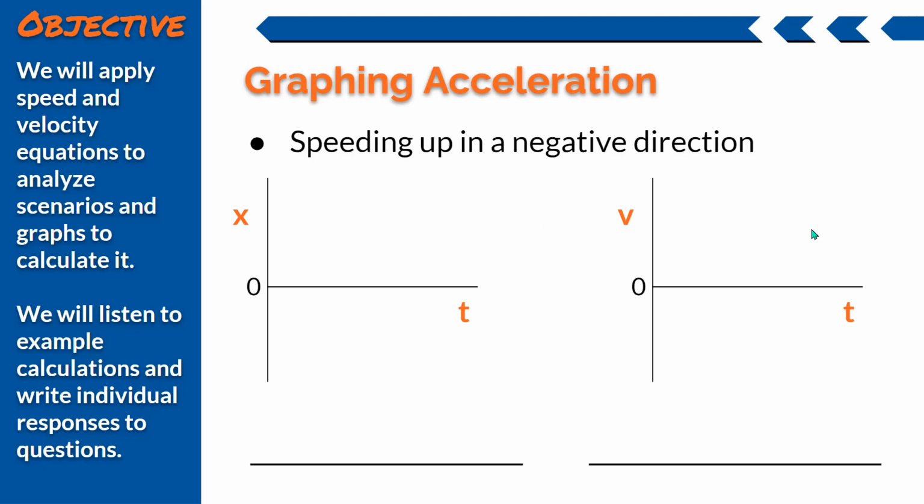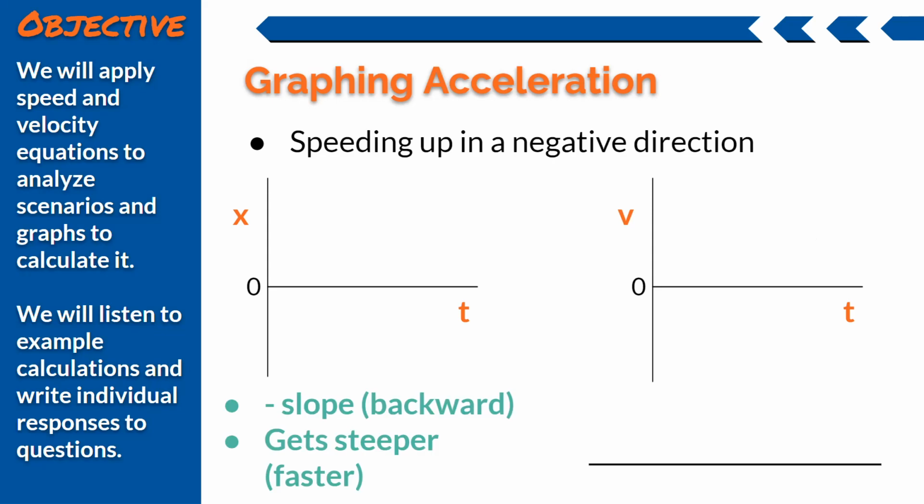All right, so what about speeding up in the negative direction? Again, negative direction means negative velocity, and on an XT graph, that means a negative slope. And that slope needs to get steeper because steeper means faster. Something like this would be an example of an object speeding up in a negative direction, or that.